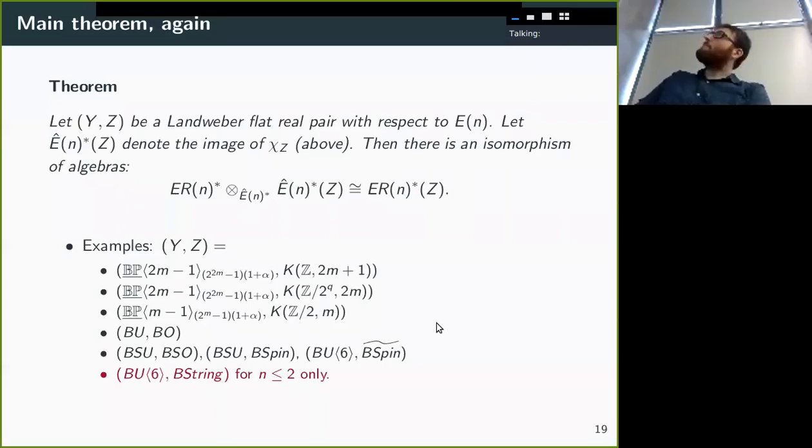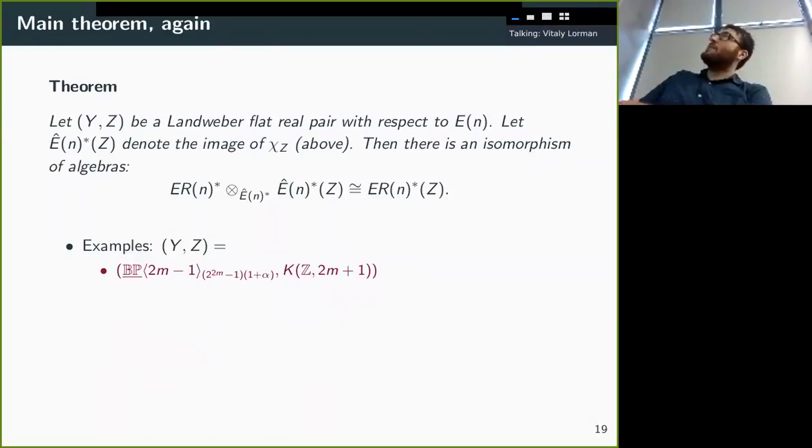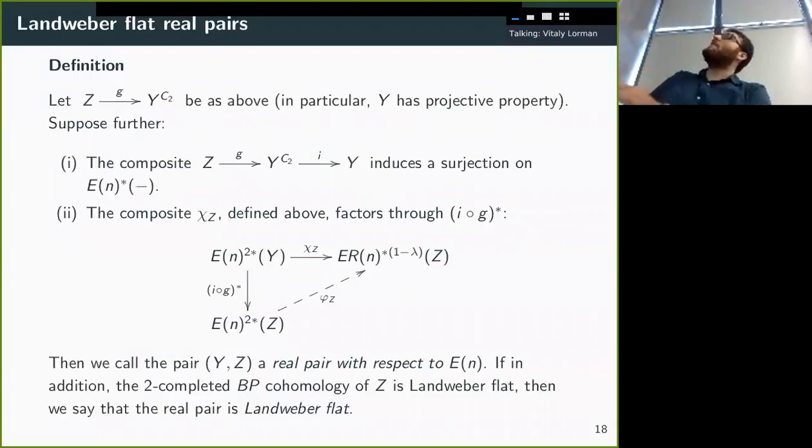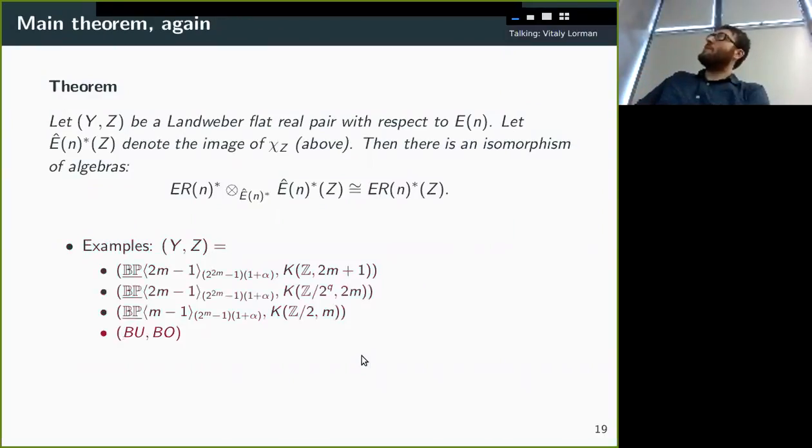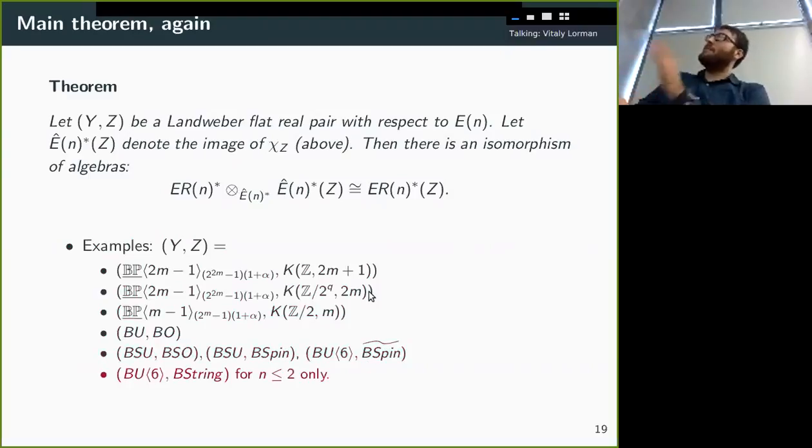Okay, are there any questions? So this last part of the proof is a little bit technical, and I didn't really get into the details of this definition of a Landweber flat real pair, but really the intuition is calculate the equivariant cohomology of Y and then take fixed points and put conditions on Y and Z so that this actually works. So any questions about this? I just have a little more I want to say, but this is a good place to pause.